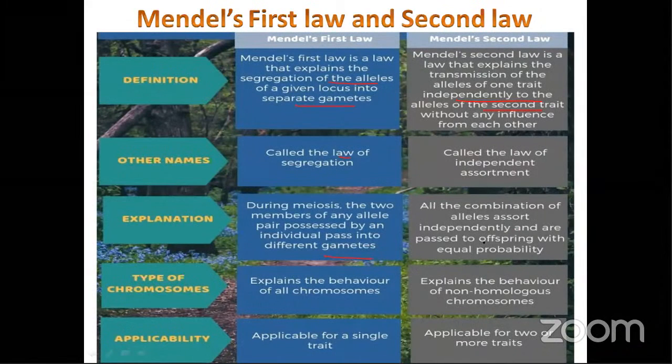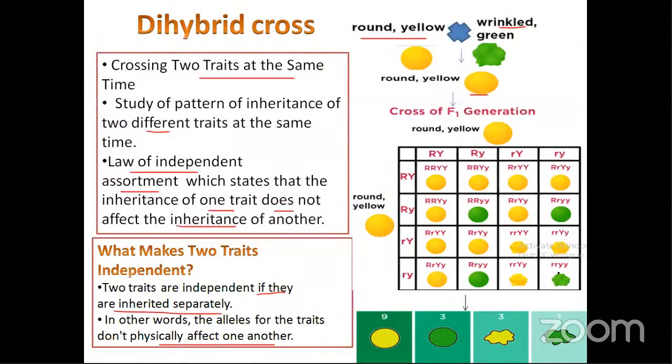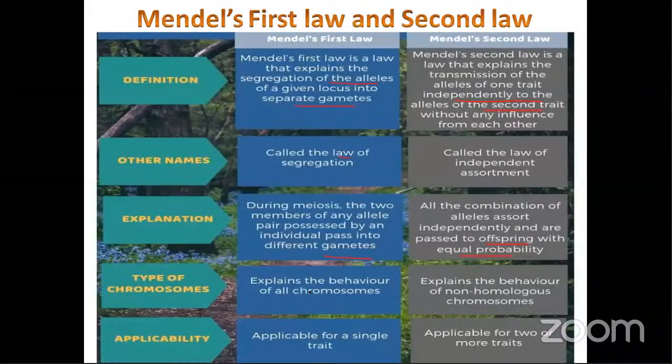And all the combinations of the alleles assort independently and are passed on to the offspring with equal probability. So they are passed on independently of each other. There is no linkage such that yellow always goes with round, or wrinkled always goes with green. Every combination you can see in this Punnett square: round with yellow, wrinkled with yellow, round with green. Everything you are observing over here, right?